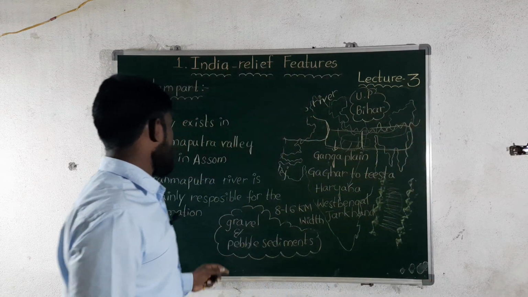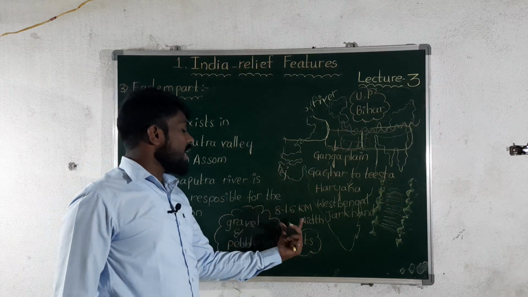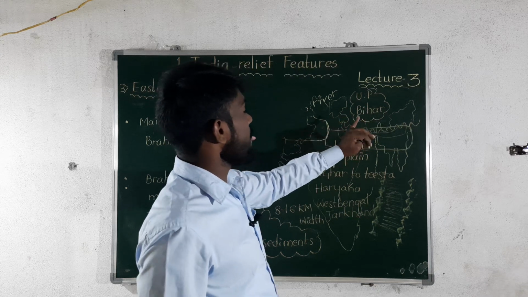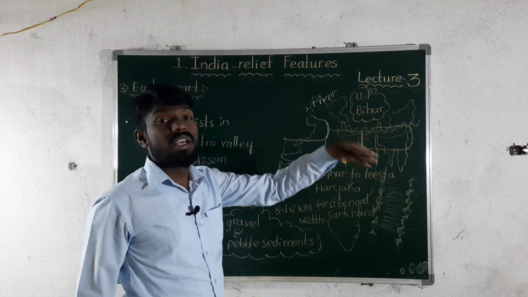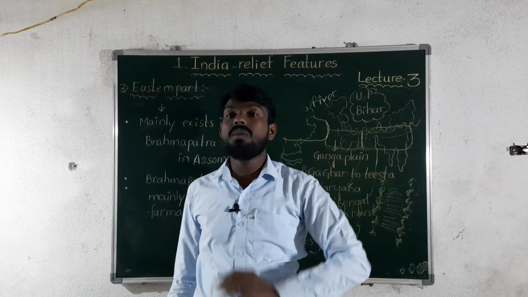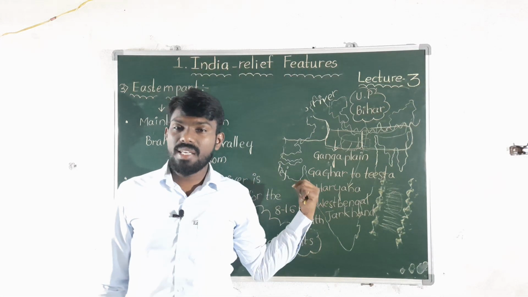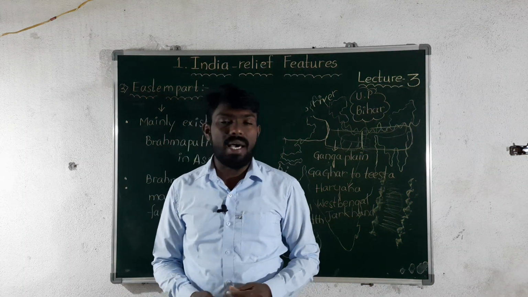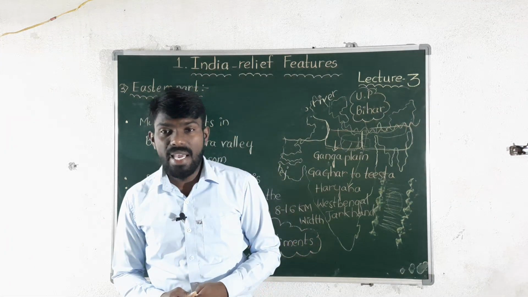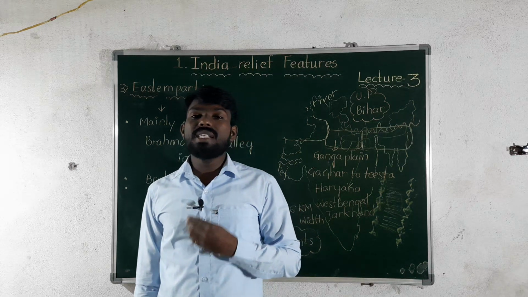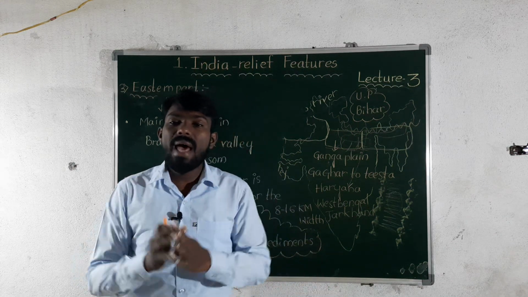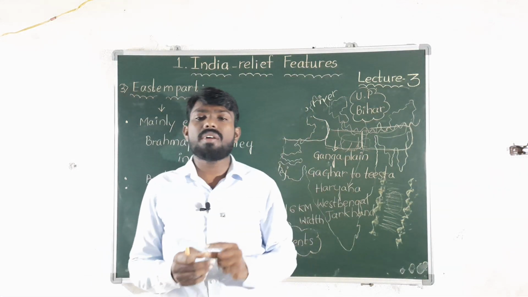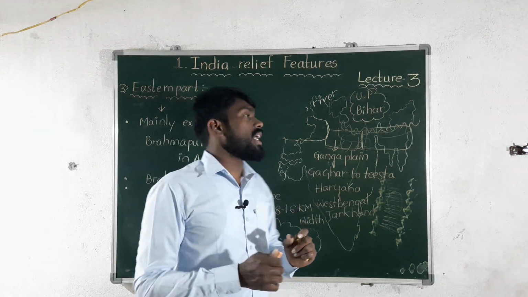Himalayan rivers deposited gravel and pebble sediments in 8 to 16 kilometers width, in parallel at the foothills of the Shivaliks, the southernmost mountain range in the Himalayas. This feature is called Bhabar. Once again, Himalayan rivers deposited gravel and pebble sediments in a narrow belt of 8 to 16 kilometers width, found parallel to the foothills of the Shivaliks. This feature is called Bhabar.